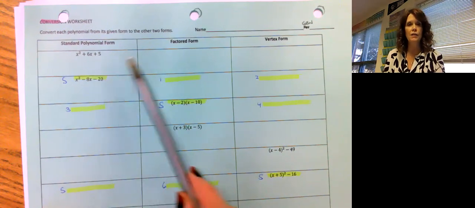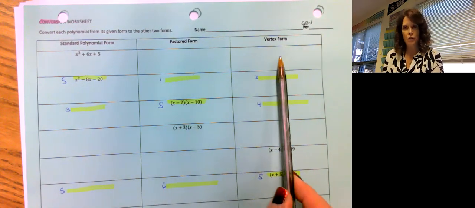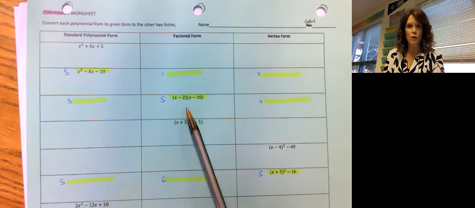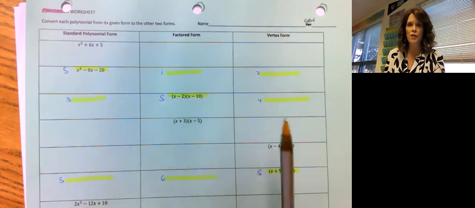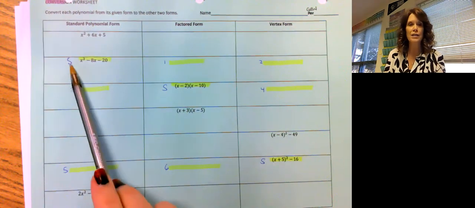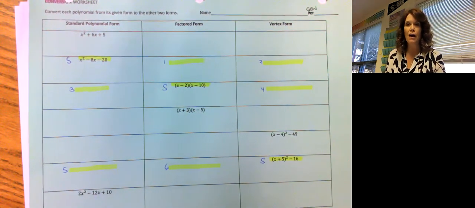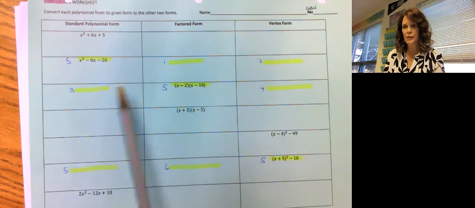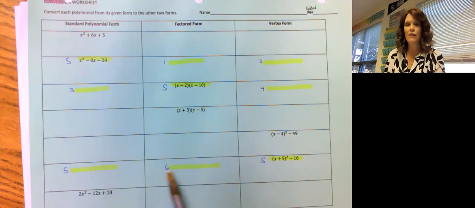If I give you standard, could you give me factored? Could you give me vertex? If I give you factored, could you give me the other 2, and so on. So what you see I've done here on this worksheet, so I don't make a mistake, is I'm trying to show the ones that you're going to put in Schoology. So this one in Schoology, this one in Schoology, and this one. And how they're numbered is 1, 2, 3, 4, 5, and 6. Those are what you'll have to do on your own and submit. Okay, we're going to do the ones that aren't highlighted right now.